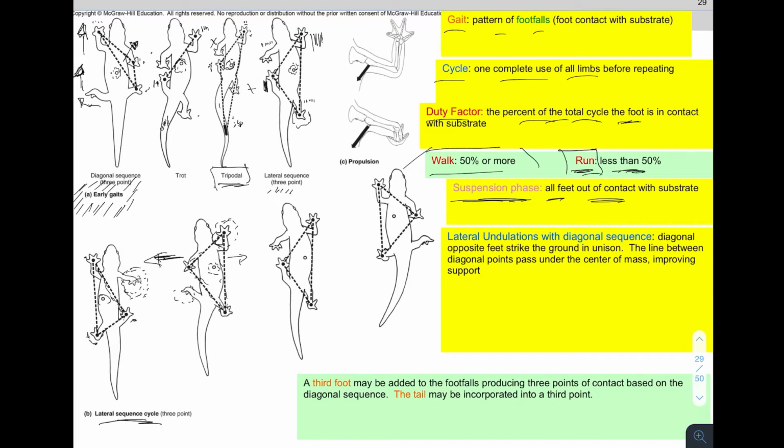That hind limb that was in the air now plants, and when it plants, it allows for the next forelimb on the other side to lift, creating another triangle again. And we repeat, and we get to the first picture again that we started with, and we repeat that gait all over again, or that cycle all over again.